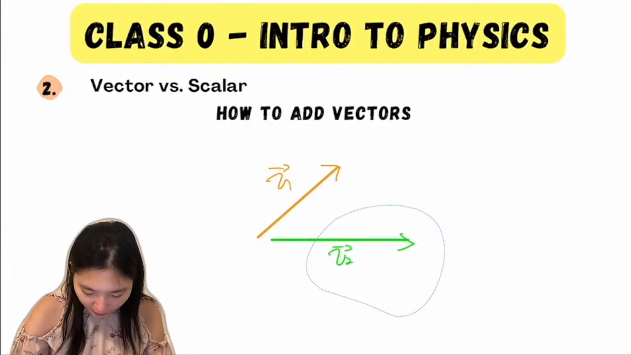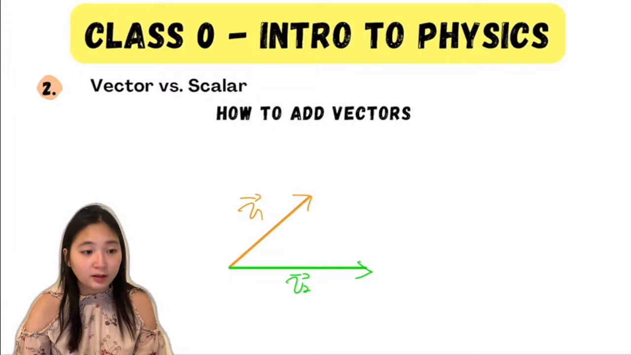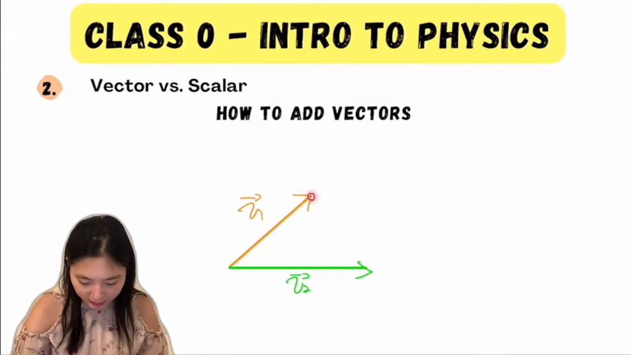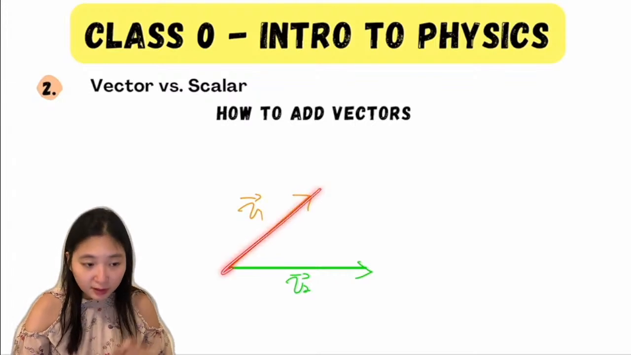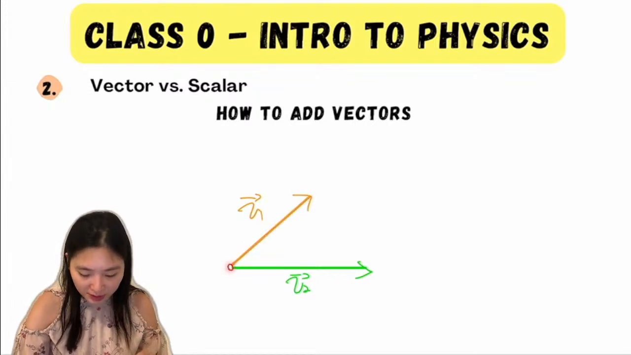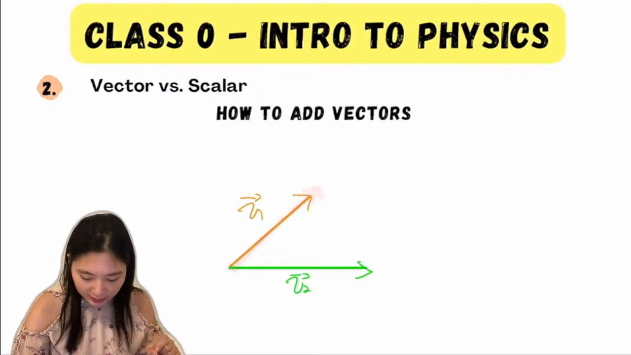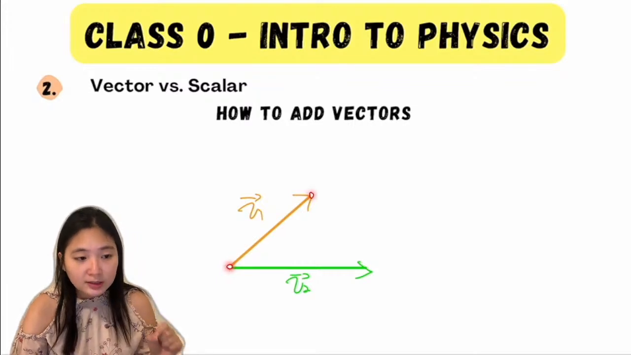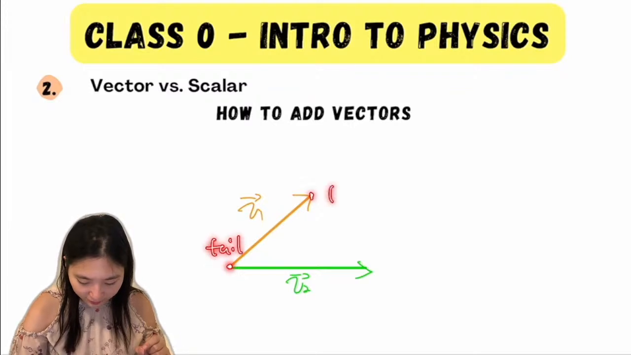The first one, the parallelogram method: what you do is you always put their tails together. This is what we consider the tip, and this is what we consider the tail, because a vector always starts from a point and then points away from this point toward another direction. This is the starting point, and this is the end point. The end point is what we call the tip, and this is the tail.